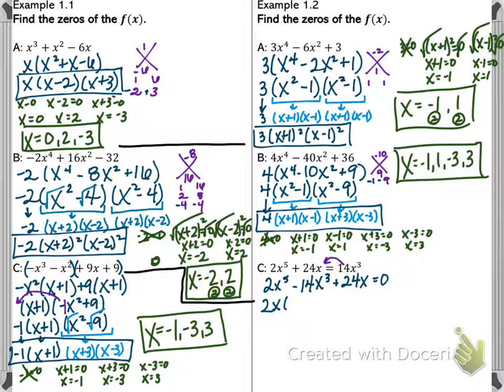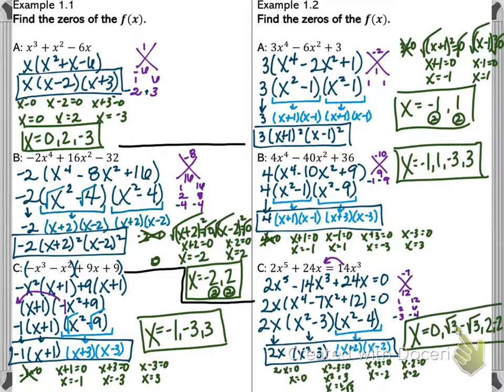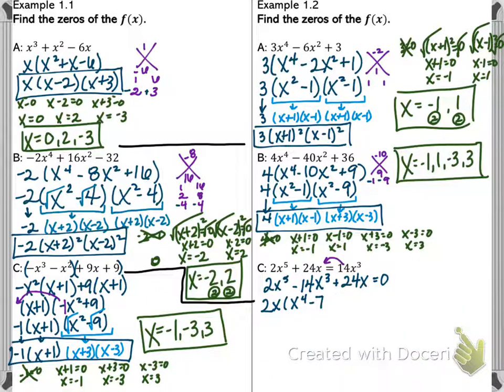2x is able to be factored out. I get x to the 4th minus 7x squared plus 12 is equal to 0. And again, we don't really need the equals 0 part right now, but we're just doing it to be consistent with our problem. From here, I'm going to do my x factor.